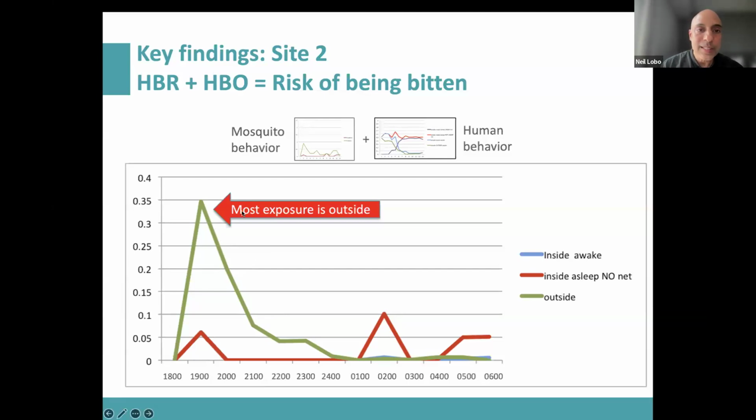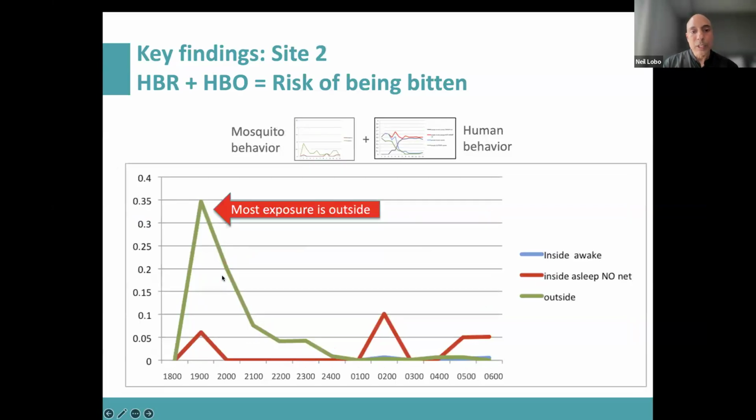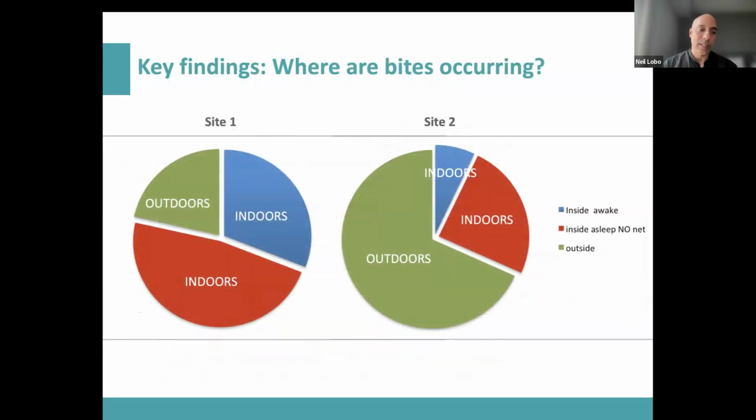And this was amazing to me because humans actually dictated where and when transmission was happening. Most of the transmission at site 2 was happening outdoors early in the evening, and most of the exposure happening at site 1 was indoors earlier in the evening, slightly later than site 2, but when people were indoors, either asleep or awake. And when we do a pie chart with it, this is what we see.